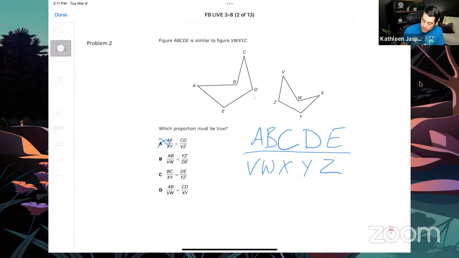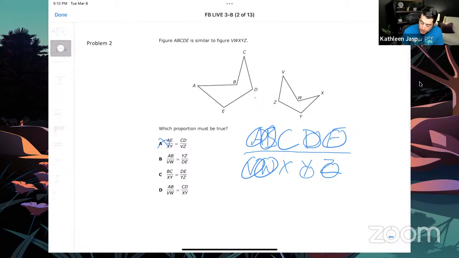So then the next one, I have AB over VW, AB over VW. Okay, that works. So we're good there. YZ. Okay, now here's where YZ over DE. Here's DE. So it looks like they match up, right?